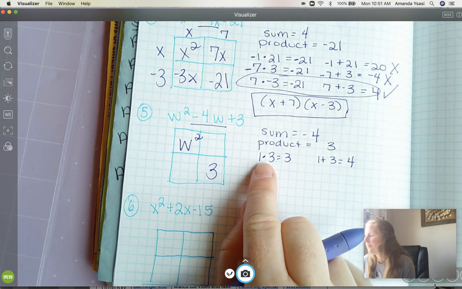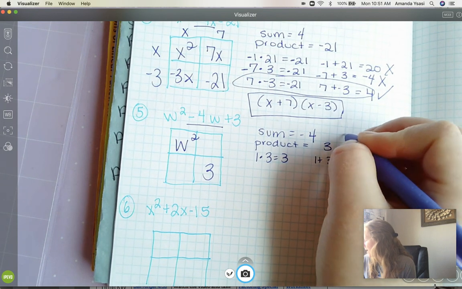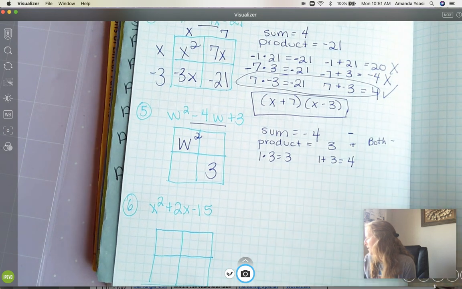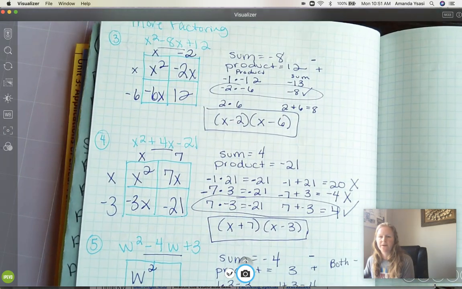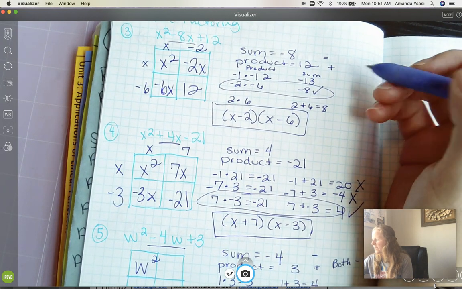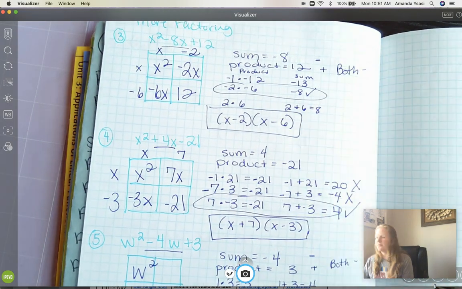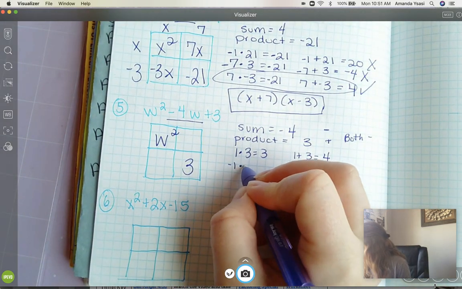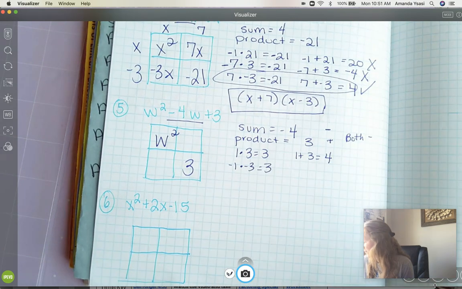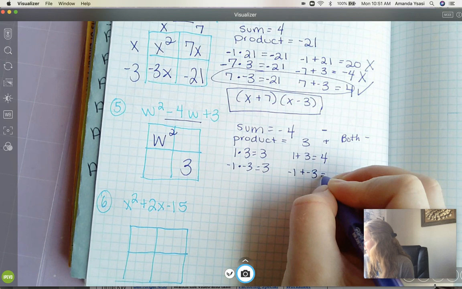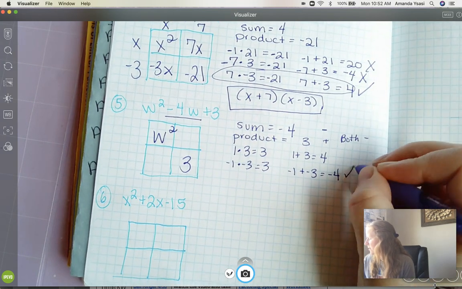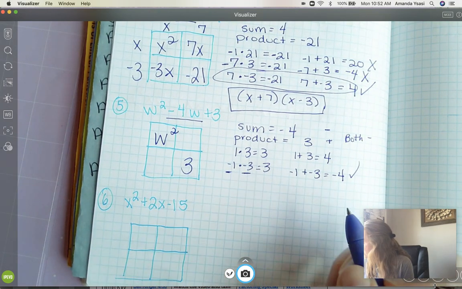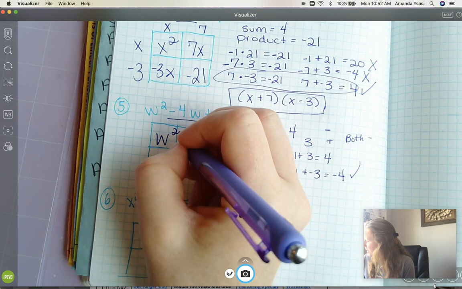So that means you're getting a positive product and a negative sum. So that means they are both going to be negative, just like that example 3 up here. Whenever you get a positive product but a negative sum, they're both negative. Okay, so negative 1 times negative 3, that gets positive 3. Negative 1 plus negative 3 gets negative 4. So that works. Okay, so then our numbers are negative 1w and negative 3w.